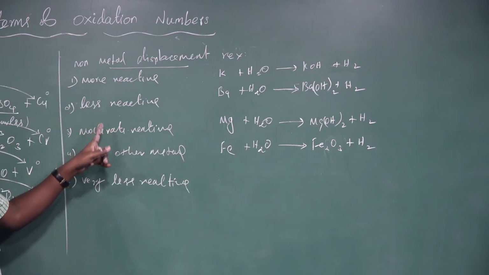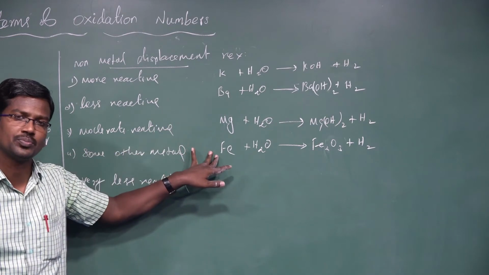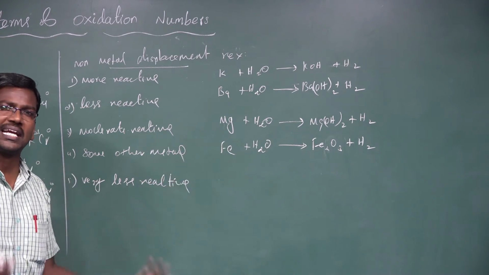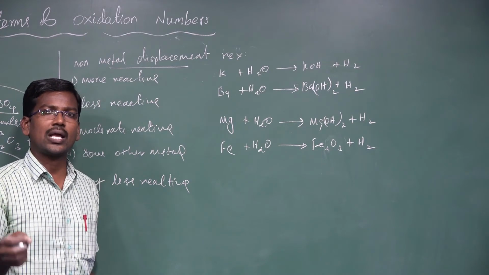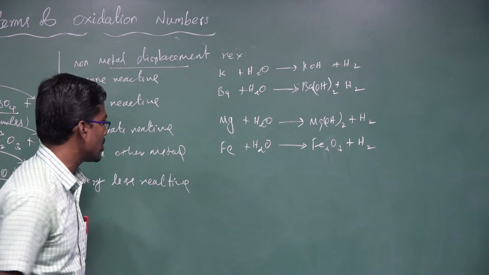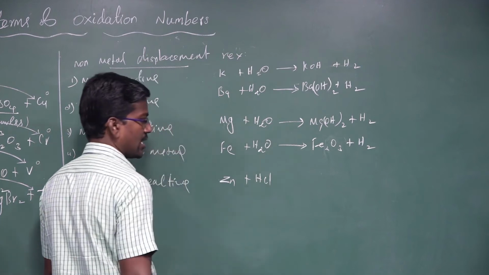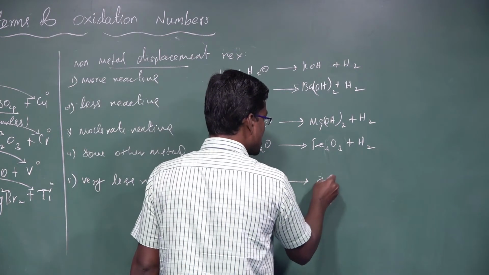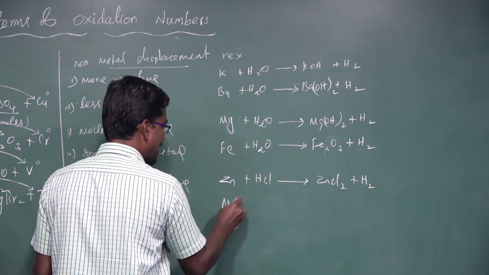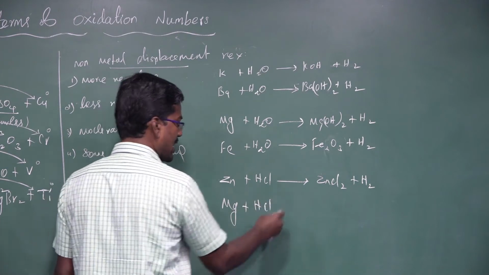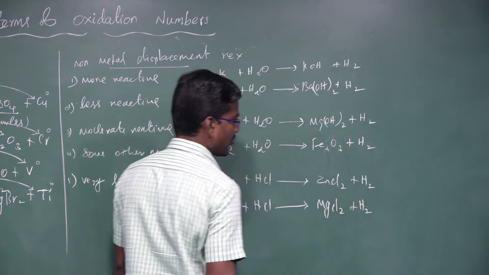So those are the less reactive metals. Now moderate reactive metals: magnesium, iron, and zinc are moderately reactive metals. Those metals do not react with cold water, but easily react with dilute acid to liberate hydrogen gas. For example, zinc, Zn, easily reacts with hydrochloric acid, HCl, to give zinc chloride, ZnCl2, and hydrogen gas. Magnesium, Mg, reacts with HCl to produce magnesium chloride, MgCl2, and hydrogen gas.